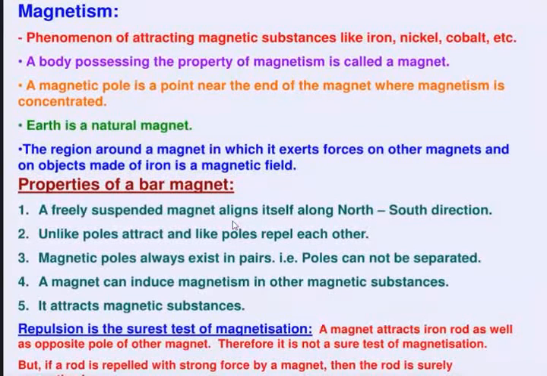Next one is the poles of a magnet. A magnet has a specific property just like electric charge has a specific property to attract and repel. So unlike poles of a magnet attract each other, on the other hand, like poles repel each other. Magnetic poles always exist in pairs. That means a magnetic monopole does not exist in nature. Poles of a magnet cannot be separated.